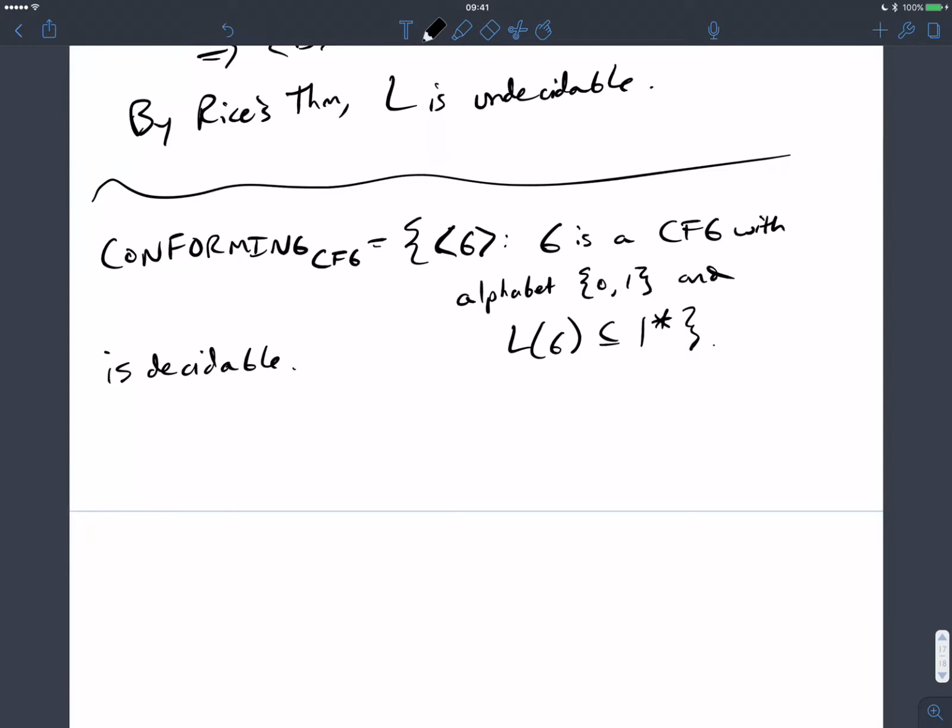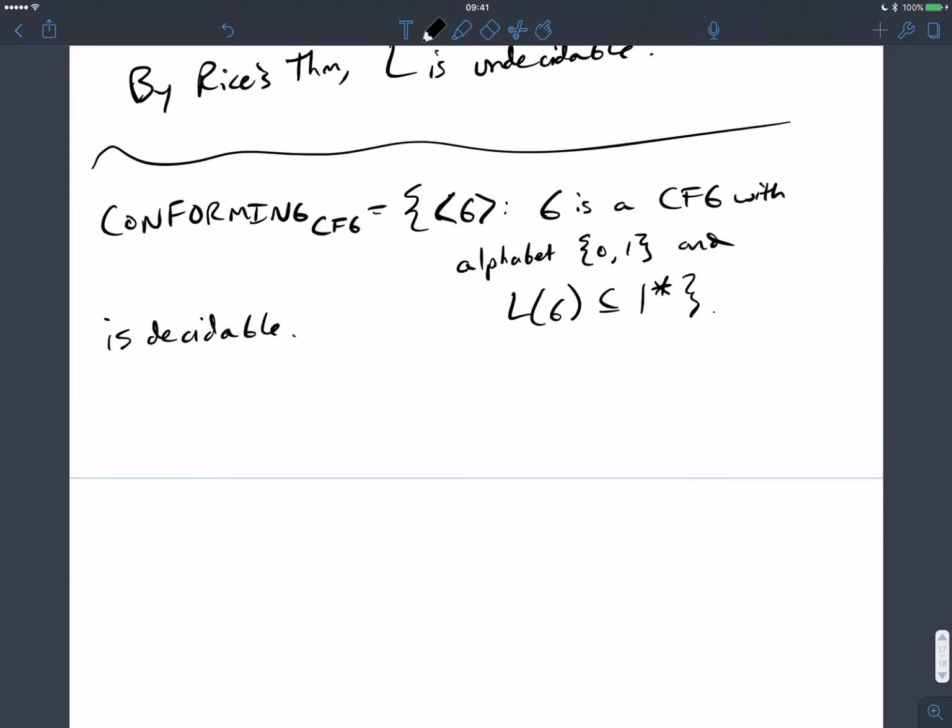So if I want to make a decider for it, how should I start off? On input G. Good. So on input G, where G is a CFG.